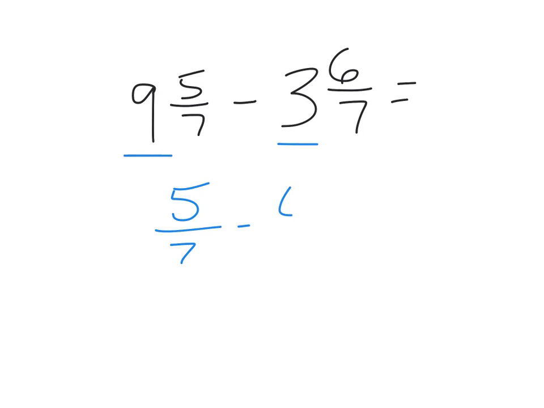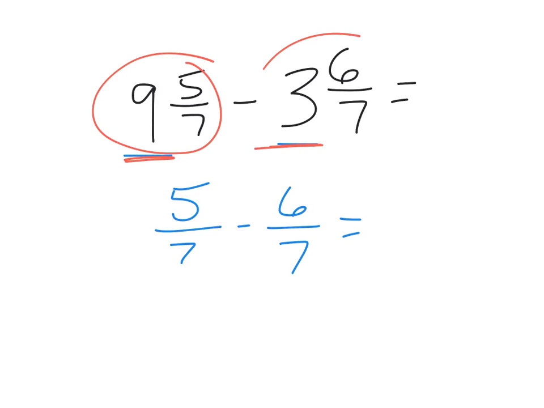So 5/7 minus 6/7. Now, the problem with this, I can't subtract these two numbers. I run into a slight problem here. Obviously, I cannot take 6 from 5 because 6 is bigger than 5, so that doesn't make any sense. I would end up with a negative number. And we're not going to end up with a negative fraction here because the first whole number is bigger than the second one. This whole fraction is bigger than this one, so we should be able to easily subtract them.